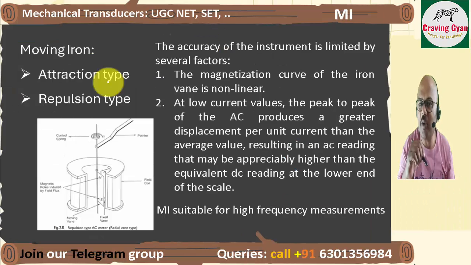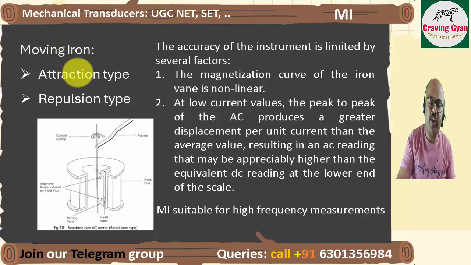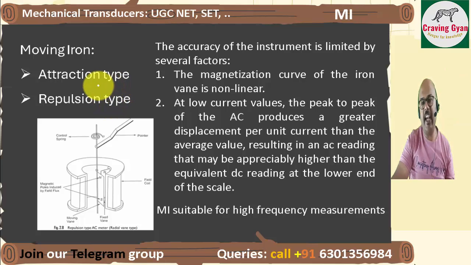Till now we have discussed PMMC. Now we can get into moving iron. In the case of moving iron, you will have two variants: one is the attraction type and the second is the repulsion type. In both types, two things are very important: how the current is getting in and how the current is getting out. Based on that, you classify it as attraction type or repulsion type.